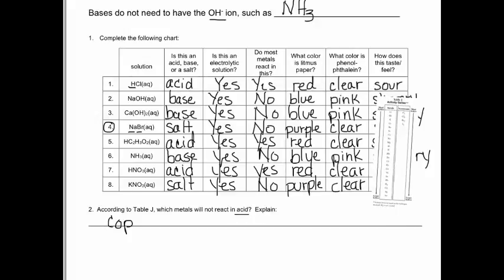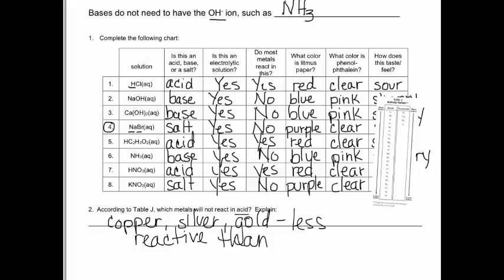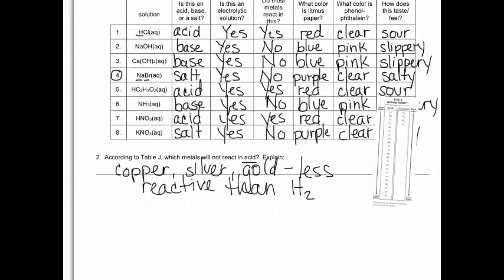So copper, silver, and gold. And it's because they are less reactive than H2. Because H2 is the gas produced when metals react with an acid. And that's it.